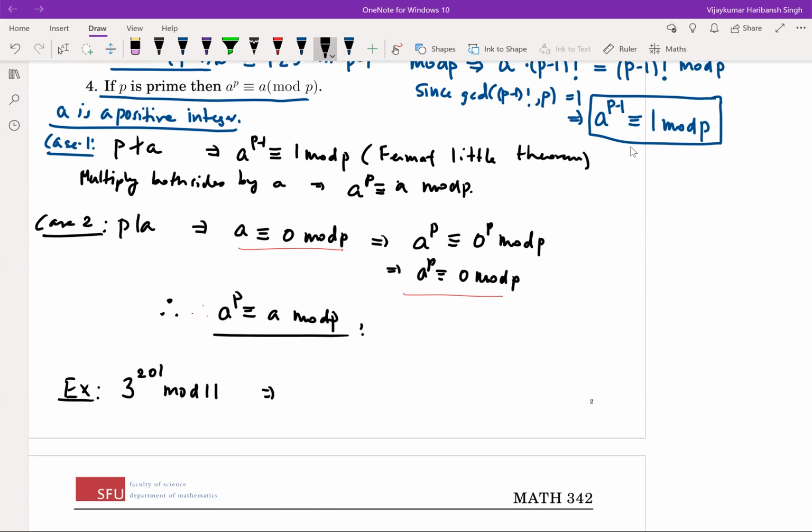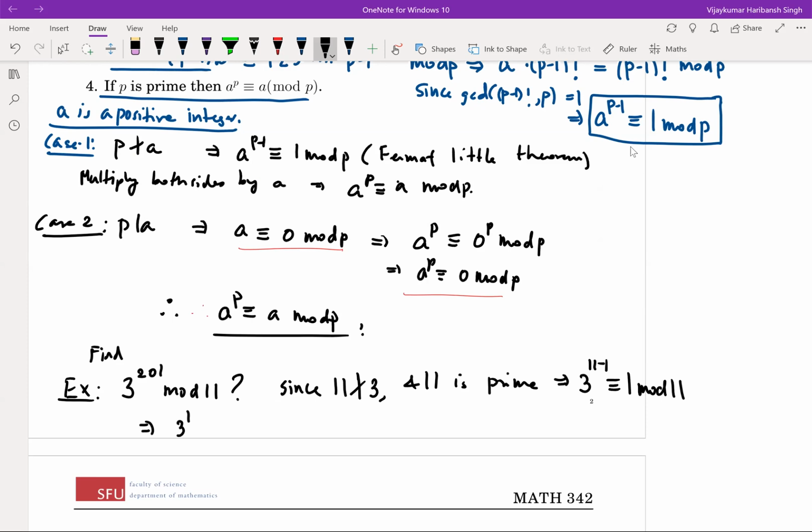So first of all, how do we prove that? Notice the following: since 11 does not divide 3, and 11 is a prime, this gives us 3 to the power 11 minus 1 is congruent to 1 mod 11. That means 3 to the power 10 is congruent to 1 mod 11.